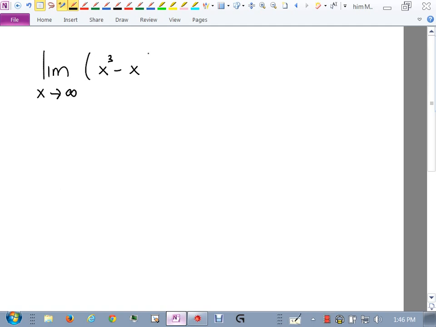I'll put this in parentheses just to stress that you're taking the limit of the whole thing. This one doesn't look very ominous at all, but we need to talk about it. Where's it going? Direct substitution. Infinity cubed, which is infinity, right? Minus infinity.